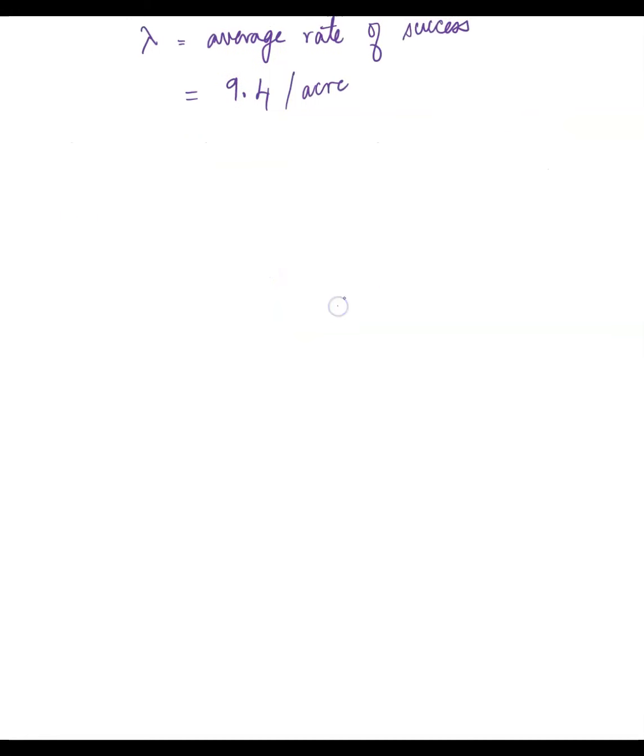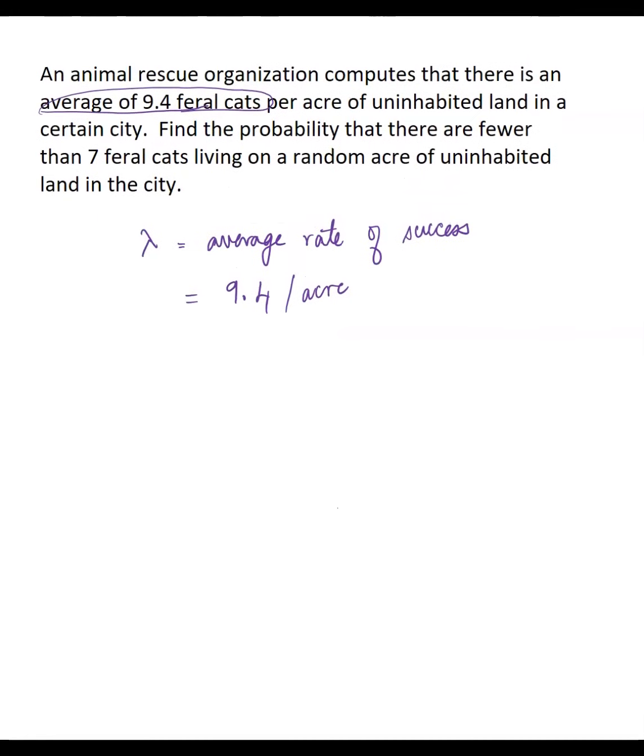So the average rate of success, right? Lambda is the average, the mean rate of success. So in our case, it was 9.4 on an average, right? That's the hint for us. 9.4 feral cats per acre. That's why it's the rate. And then you need the x for Poisson, right? X is 7 feral cats.